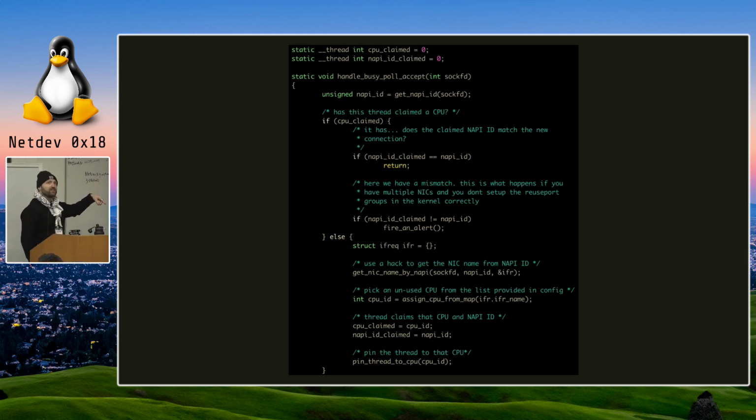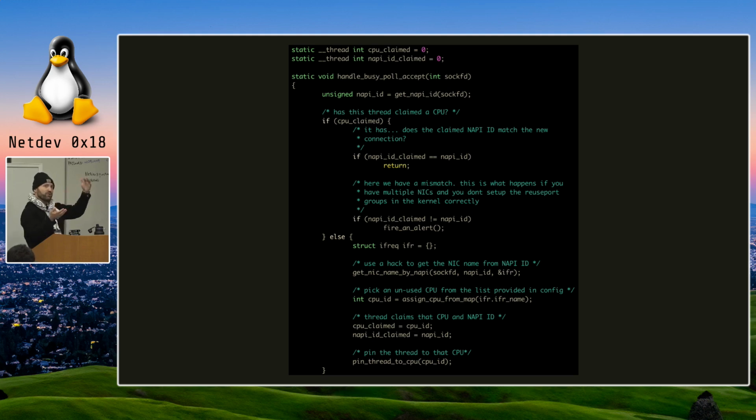And then the other case, which is the slightly trickier case, is when we get a connection for the first time. This thread has never grabbed a NAPI ID before. So in our app, we use a hack that I'm going to talk about in a second: you give the kernel a NAPI ID and you get an Ethernet interface name back from the kernel. So basically, when a connection comes in, we query the kernel. We say, hey, which Ethernet device owns this NAPI ID?